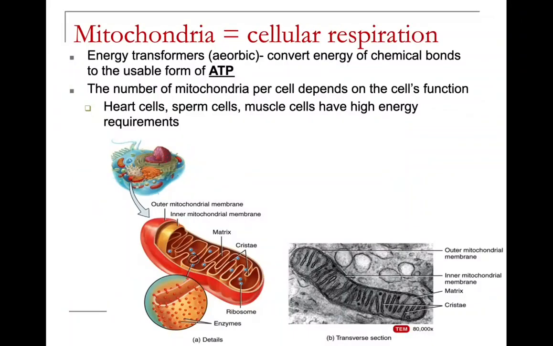So mitochondria, these are involved with cellular respiration. The more of these a cell has, the more energy it can produce. So sometimes they're referred to as the powerhouse of the cell or energy transformers. They're going to be doing the conversion of chemical bonds to the usable form of ATP. ATP is like your energy currency. So the number of mitochondria you have depends on the cell's function. Heart cells, sperm cells, and some of your muscle cells have high energy requirements and will have a lot of mitochondria to make that ATP.